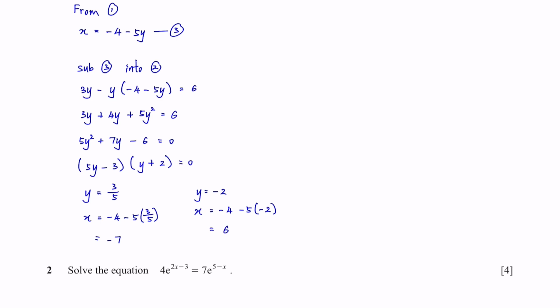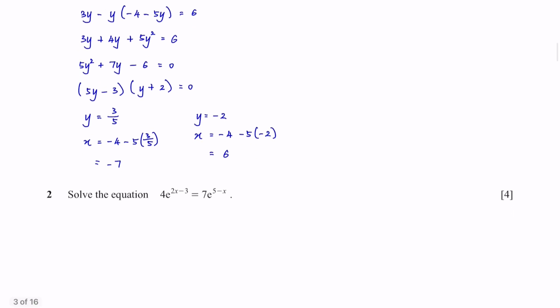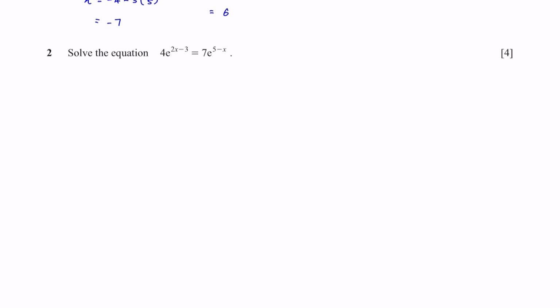So we have two sets of values, which is this and this. So we're done for question 1. Question 2. Solve the equation 4e to the 2x minus 3 equals 7e to the 5 minus x. Okay, so we've got to find what the x value is.